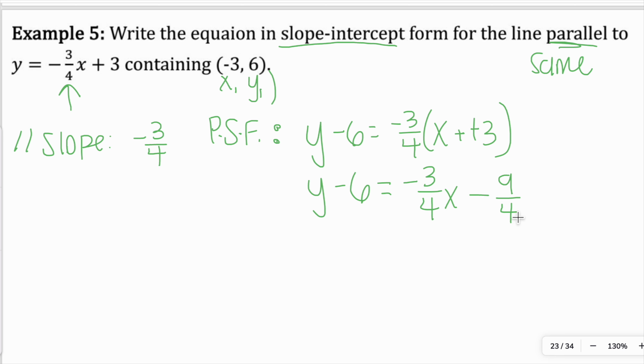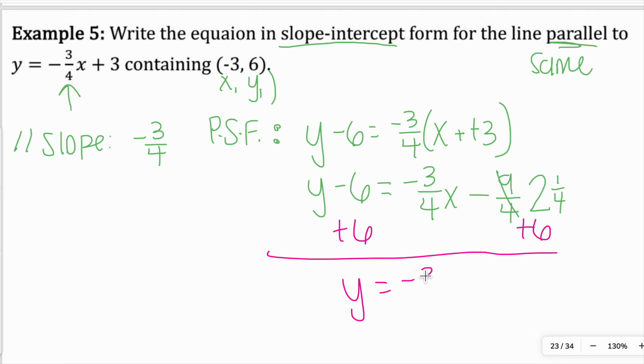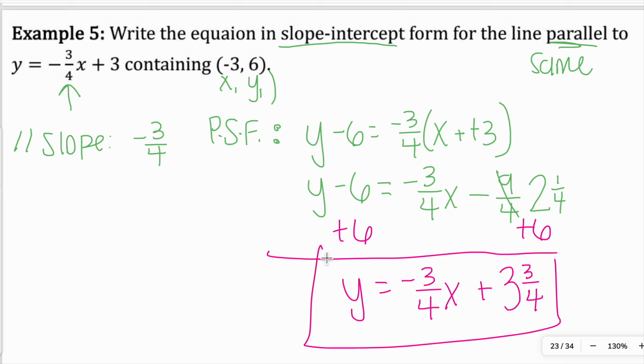I like mixed numbers, so don't come at me. I'm going to change that to 2 and 1/4 because my next step is to get y by itself, and how I do that is add 6 to this. So y is equal to negative 3/4 x, and then negative 2 and 1/4 plus 6 is going to be 3 and 3/4. So there's my equation in slope-intercept form, parallel to that line, already containing negative 3, 6 as a point.